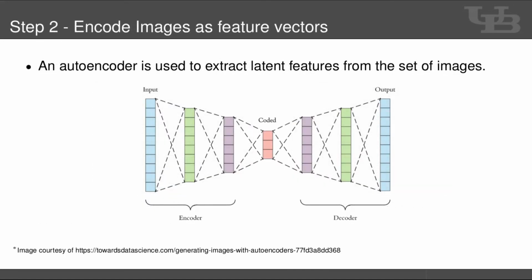Next, we use deep learning techniques to encode these images into feature vectors. Specifically, we use an autoencoder, which is a form of neural network which learns latent features from input images and uses those features to reconstruct the inputs as best it can. Once the autoencoder has been sufficiently trained, that is, it can reconstruct the input images with a high degree of accuracy, the innermost layer can be extracted for use as a feature vector.